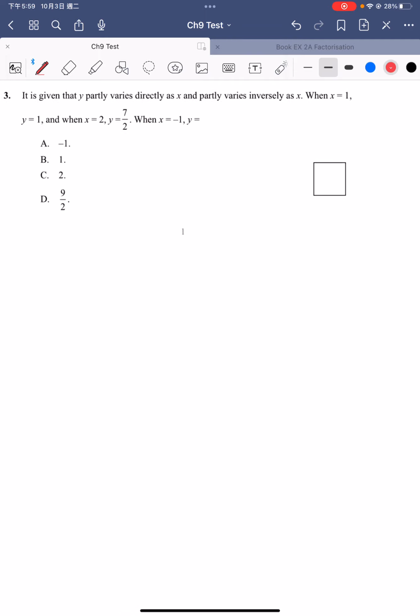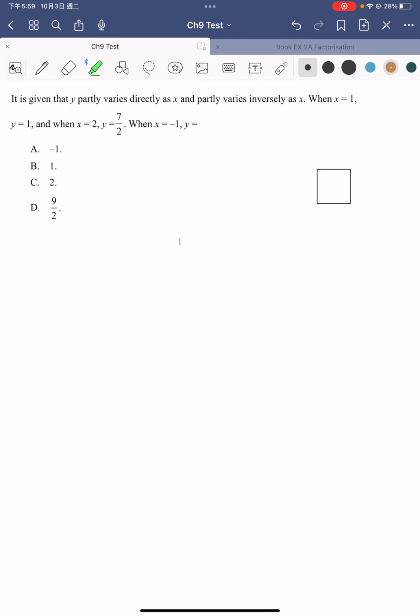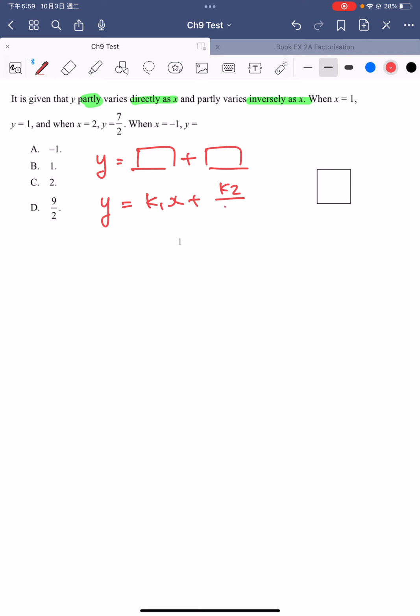So for question 3, we have the partial variation. When you see partial, it means that y is equal to something plus something. So the first part varies directly as x, and the next part varies inversely as x. So we can write y is equal to k1 times x plus k2 divided by x. When you have directly, you multiply them together. Inversely means that you divide them. So now we have two conditions. The first condition is x equal to 1, y equal to 1.